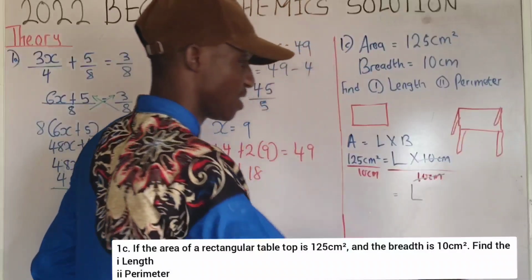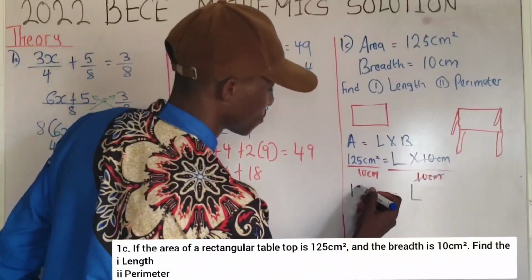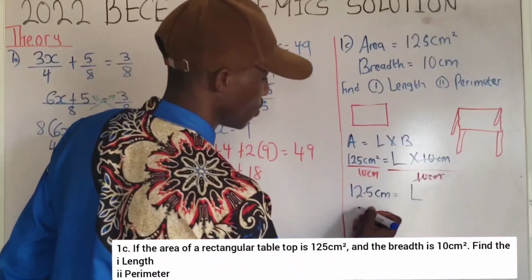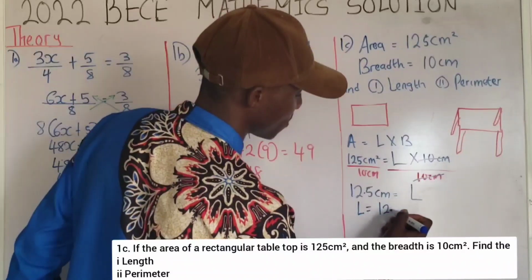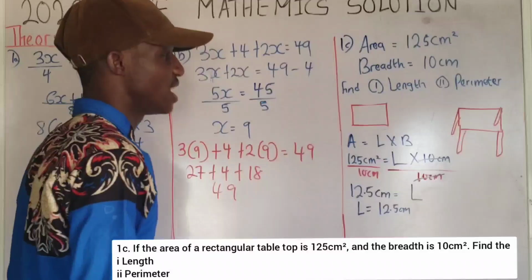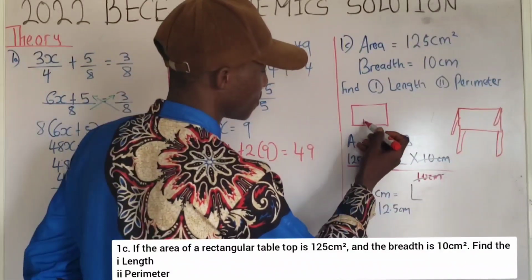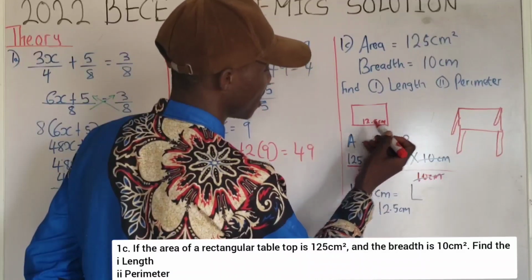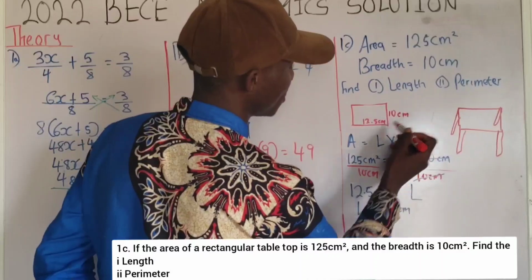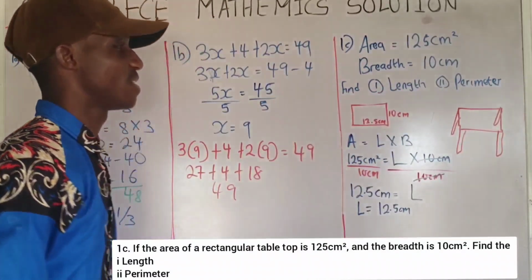L at the right hand side, and you know that 125 divided by 10, that is 12.5. So I'm going to have 12.5. Now centimeter squared divided by centimeter, that is centimeter. Okay, so the length is equivalent to 12.5 centimeter. Now please pay attention. The length of this rectangle is 12.5 centimeter, and the breadth is 10 centimeter as we have been given in the question. Okay, now 12.5 centimeter for the length and 10 centimeter for the breadth.